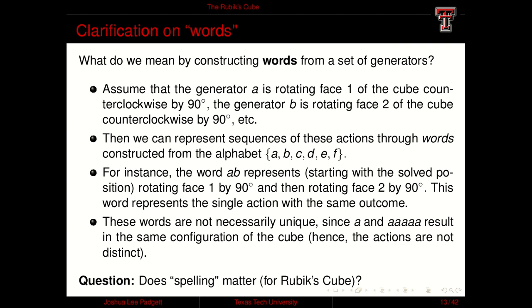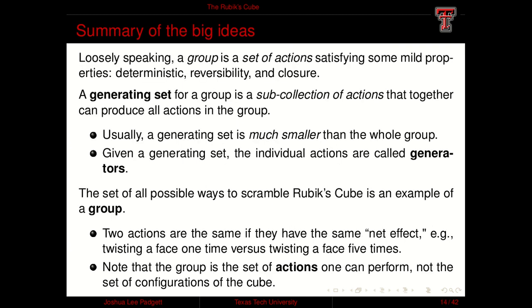And so a big question is, does spelling matter for the Rubik's Cube? And what do I mean? If you have the word ABC, spelling wouldn't matter if that was equivalent to CBA or BAC or any other permutation. This is a very important thing we want to think about with groups: does the order of our actions matter? And the answer is yes, it matters. Hence, spelling matters. And this is something that we're going to study.